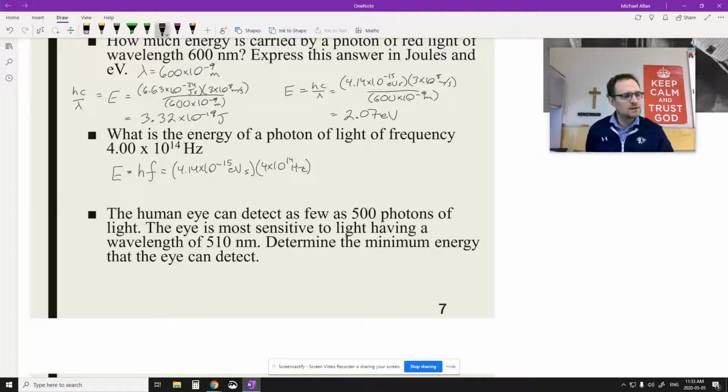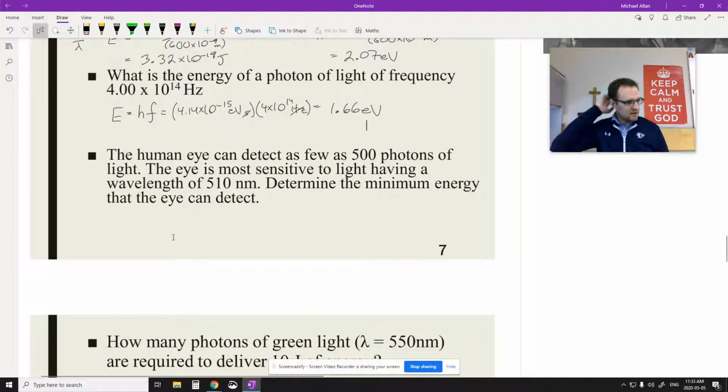Perfect. Notice that this is per hertz and this is seconds here. Those are going to cross each other off. So I do get electron volts out on this one through just a simple unit analysis here. Okay, and so I get 1.66 electron volts on that one.